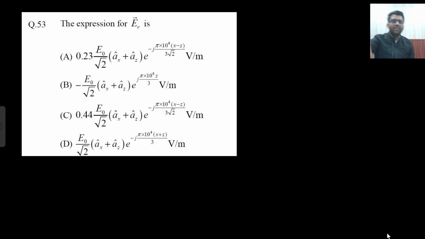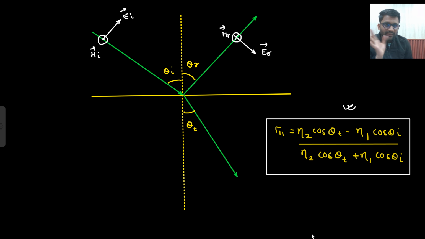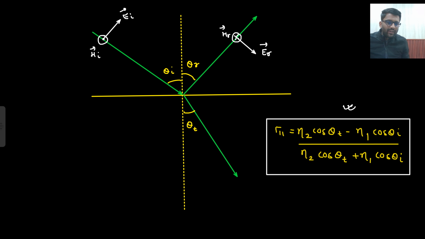Now the next part is very important. You need to find out the expression of ER. I will find it with respect to this diagram, because with respect to this diagram I know my formula, which is this formula. Do I know the value of theta? Yes. Do I know the value of theta t? Yes. So what will be my reflection coefficient? Eta 2, what would be eta 2?